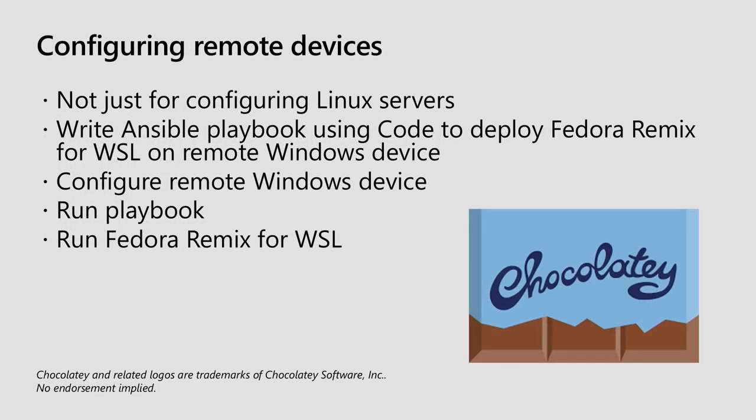The next thing we wanted to show you is how to deploy Windows packages on Windows machines using WSL, using Chocolatey. And the example we picked was Fedora Remix for WSL. So you could, on WSL, deploy WSL to other Windows machines, set them up, configure them, run software updates, apply certain security features, all remotely, all using the same platform.